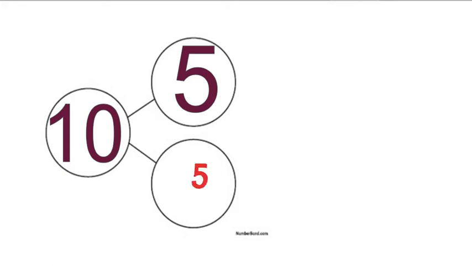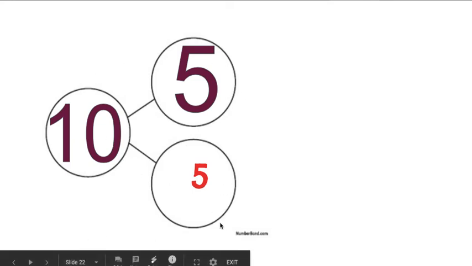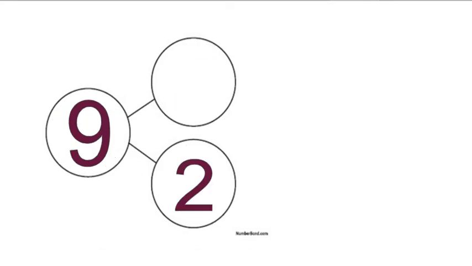So 5. You can also use manipulatives like we did in class, like those little cubes or those little bears or those little chips or those little gems that we used in class. Or you can use toys that you have. You can use that so that you can solve the problem. So what is the missing number?